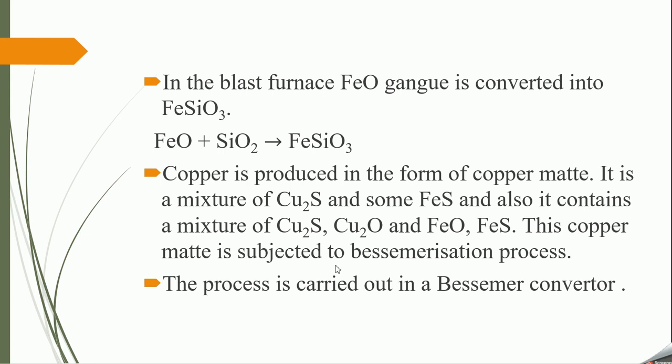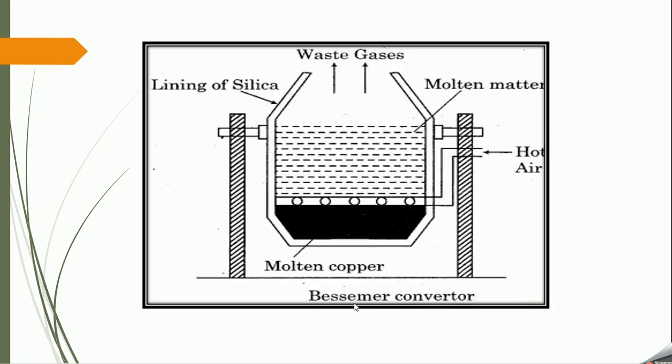This copper matte is then subjected to the Bessemerization process. Now let's see what the Bessemerization process is. The process is carried out in a Bessemer converter. In this diagram you can see the Bessemer converter lined with silica. In this converter you take molten matte, that is copper matte, mixed with some silica. Then hot air is blasted into this converter.